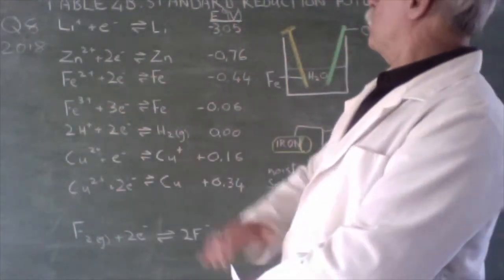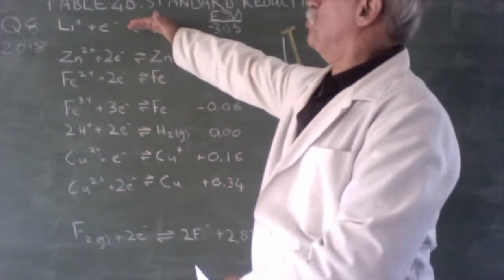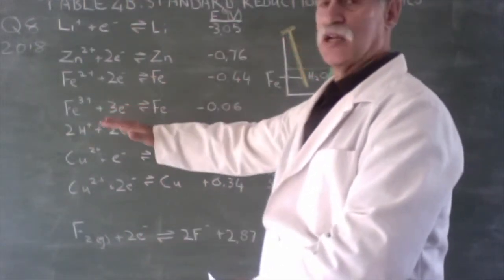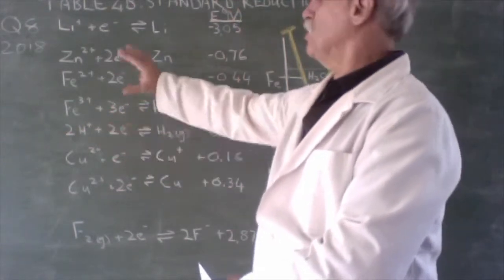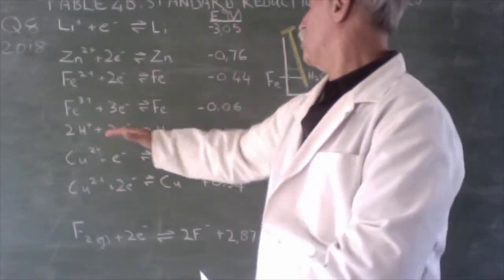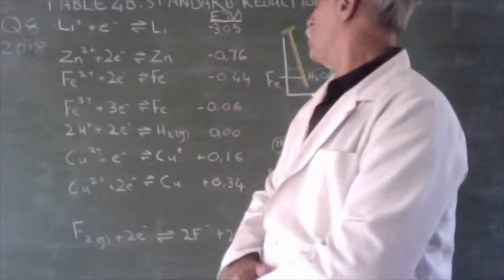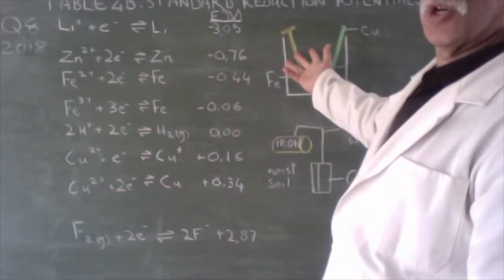Okay, so you will find these at the top will be the ones that are quickest to give electrons. These at the bottom are the quickest to gain electrons. And in the middle, there's hydrogen. You can see it's got a voltage of 0 to gain or lose electrons.